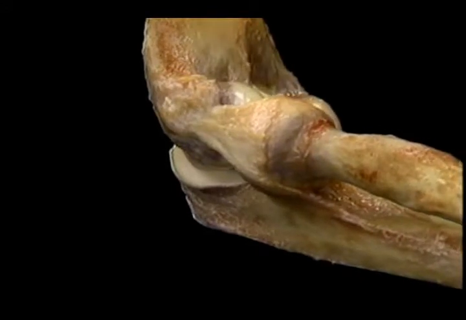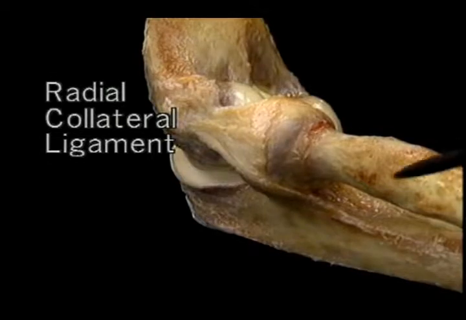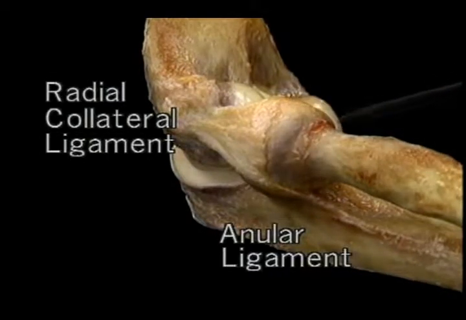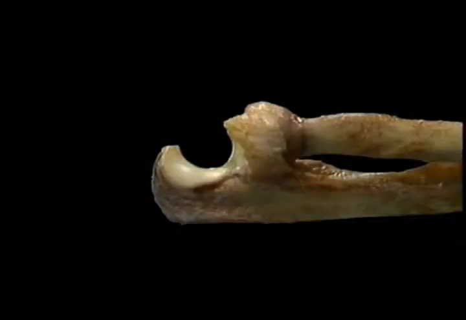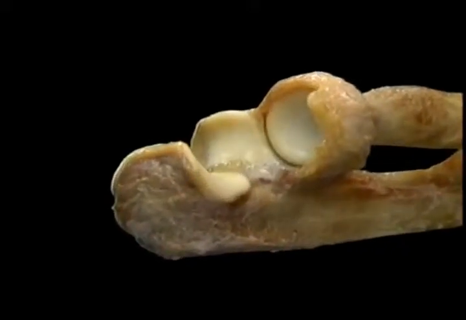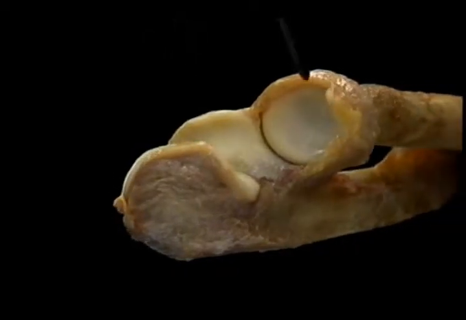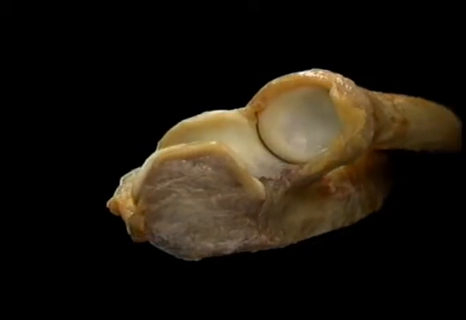It has two parts. This part is the radial collateral ligament. This part is the annular ligament. We'll take the humerus out of the picture for a minute to get a look at the proximal radio-ulnar joint. Here's the trochlear notch of the ulna. Here's the head of the radius, seen end on.